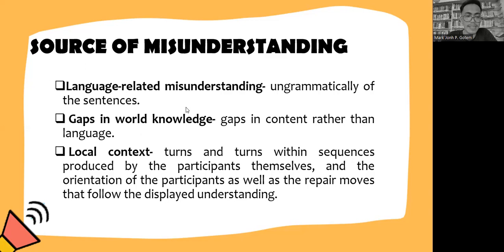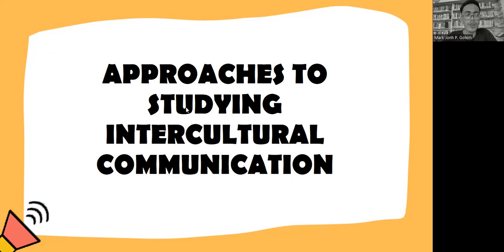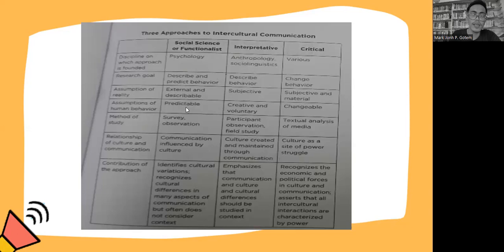And here, the last topic for this lesson, approaches to studying intercultural communication. To better understand the concept of intercultural communication, there are three approaches as explained by Martin and Nakayama, 2010. These are the three approaches: the social science or functionalist, interpretative, and critical. You can just read the discipline on which each approach is founded. For social science or functionalist, it is psychology. For interpretive, anthropology or sociolinguistics. And for critical, it is various.